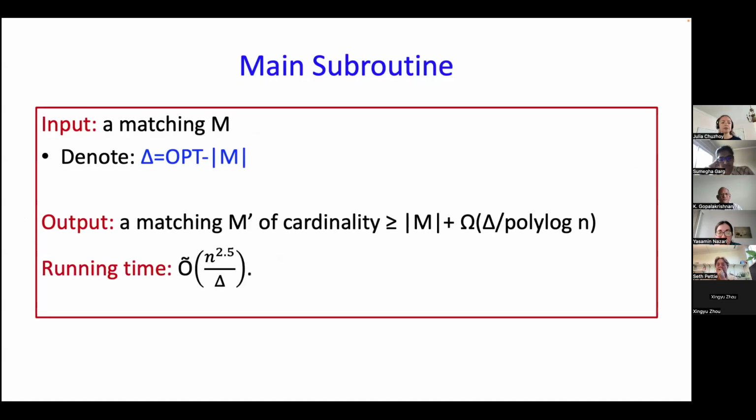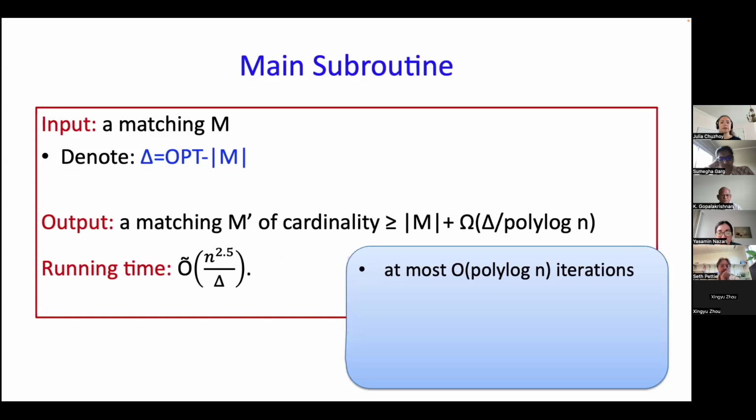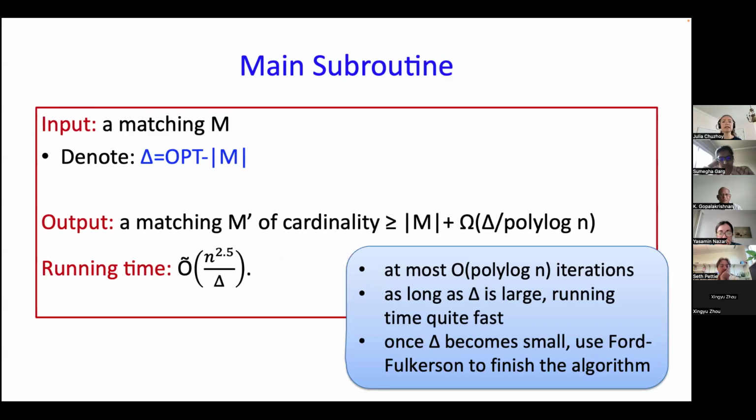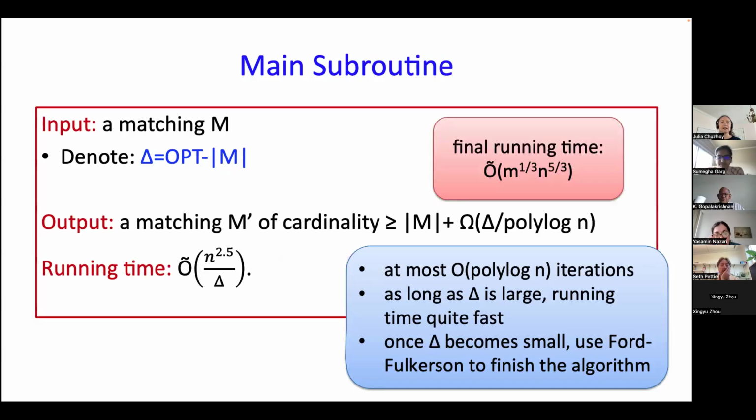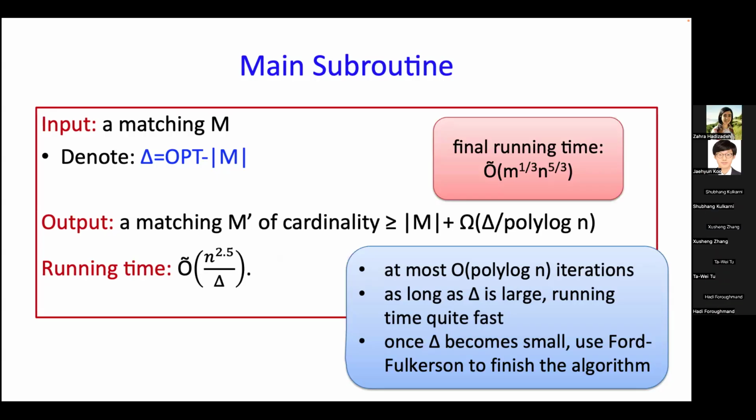And in the end, this is going to be the running time of this algorithm. So as you can see, after polylog n iterations we will surely be finished. And as long as this delta is large, the running time of this algorithm is pretty fast. When delta becomes small, the running time is no longer fast, but at this point, we're pretty close to the optimal solution. So we can just switch to Ford-Fulkerson and run delta more iterations of this algorithm to get all the way to the optimal one. So by balancing when exactly we switch from one algorithm to another, this is the running time we get in the end, which is the result of the SODA paper.